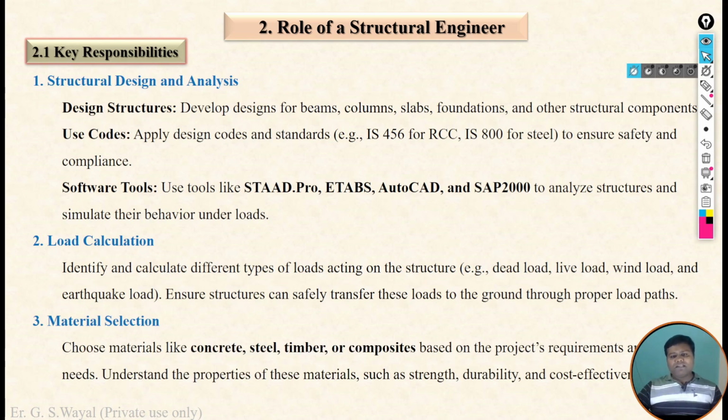Third one is material selection. Once you calculate the loads and decide the purpose of the building, the next step is what? You have to choose the material from concrete, steel, timber, or composites, meaning which type of material we can use for the particular structure, so we can make that structure economical and stable. These things are most important, stable as well as economical. So by considering the loads and everything, the structural engineer should decide which type of material he can use, and it is totally based on which type of loading is coming on the structure as well as the purpose of that structure.